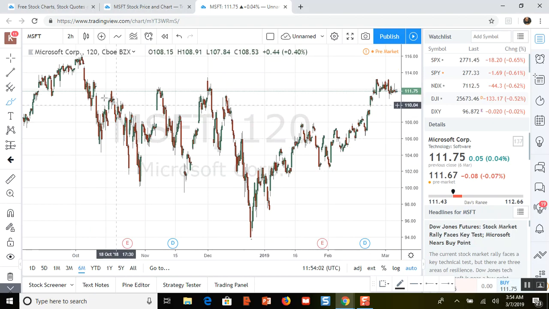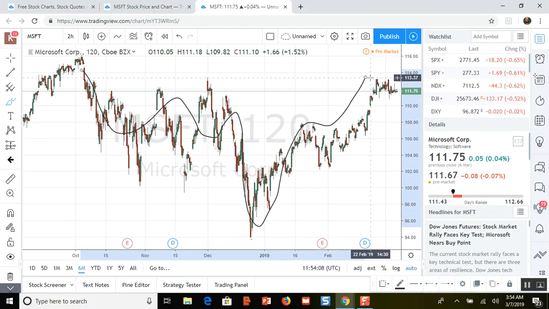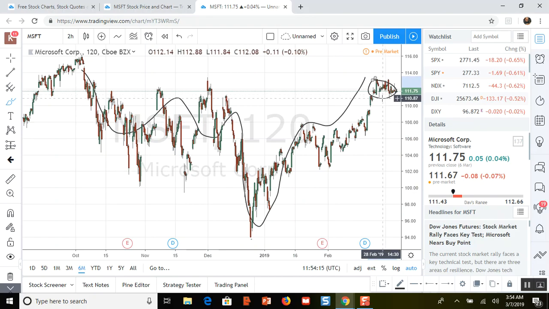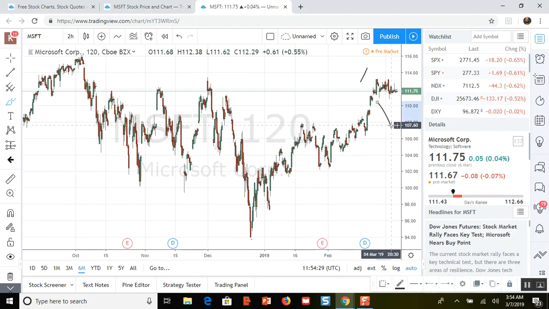So if we look here, right, Microsoft ranging, went down to one time and then ranging. Now it's at the top. Notice how tight and narrow that is. That means that Microsoft, it's almost like it's trying to make up its mind. Which way does it want to move? Does it want to go up or does it want to go down? That's one of the things I learned about these little narrow ranges, is that the stock is trying to make up its mind. Is it going to break up or is it going to break down?